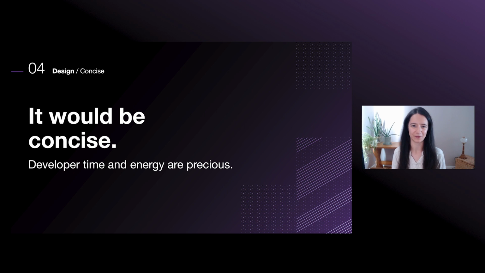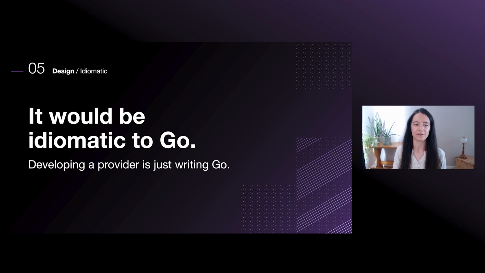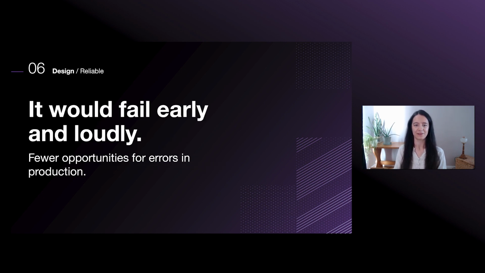The provider code should be concise. Less verbosity, less typing, less code, and fewer places for bugs to hide. Today's SDK would be more Go idiomatic. As much as possible, a Terraform provider should use standard Go code, so no empty interfaces as function parameters, for example. The SDK would fail early and loudly with less branching. With less branching, errors would be easier to catch and fewer tests would be needed.